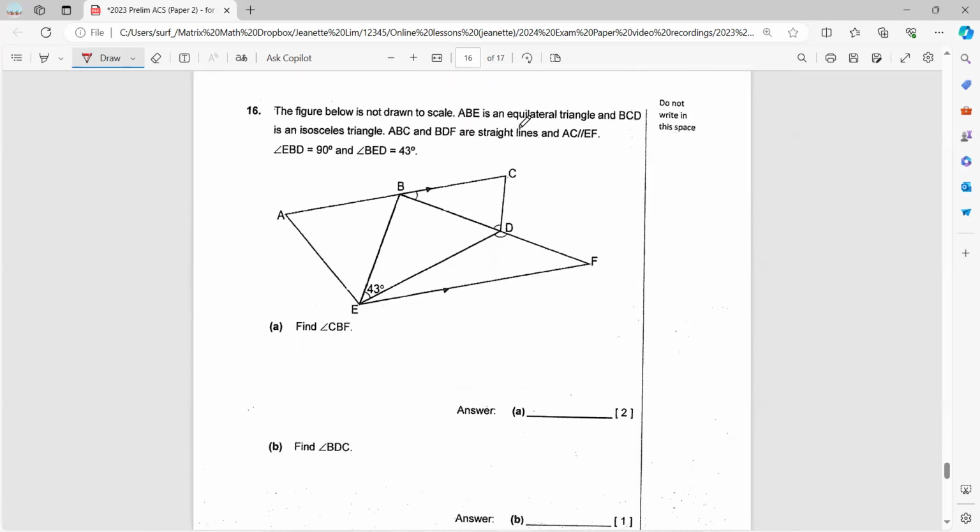Question 16. Not drawn to scale. ABE is an equilateral triangle. Equilateral, all the sides are the same. And then you have 60 degrees in each of them. BCD is an isosceles. Okay, isosceles, mark out equal lines. ABC and BDF are straight lines. And then you have parallel lines, AC and EF. Okay, it's marked out. Then you have 90 degrees, EBD.